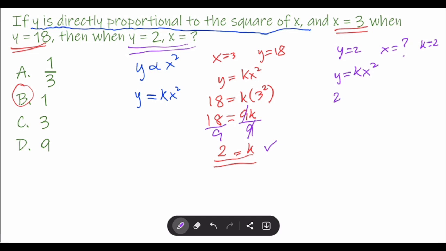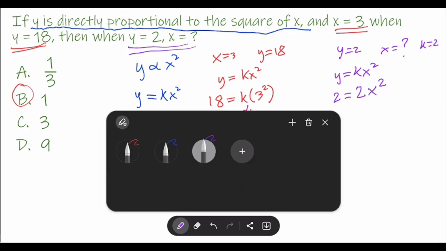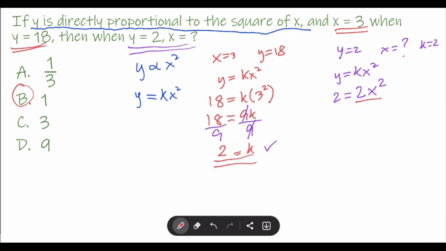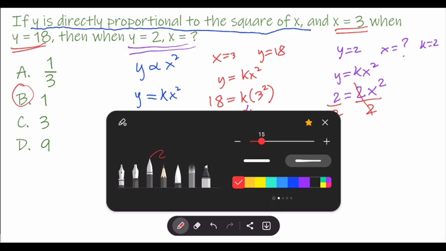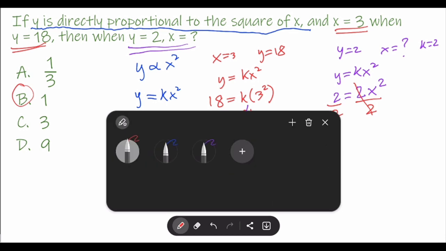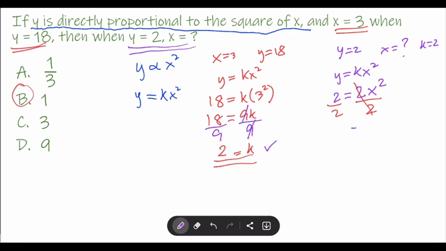So y is 2, k is 2, which we have already solved, and then x squared, because that's what we are looking for. Then solve for x. We're going to separate those with x and without x. To remove this 2, we divide both sides by 2 to cancel it. Make sure you always do it on both sides because it's an equation, or else it won't be equal anymore. So what's left is x squared, and on the other side, 2 divided by 2 is 1.